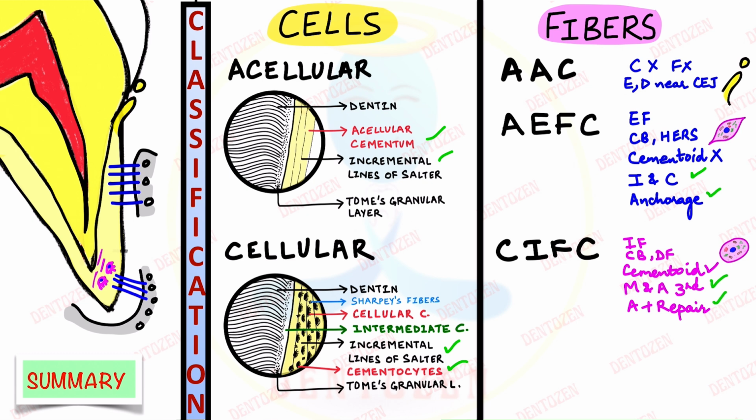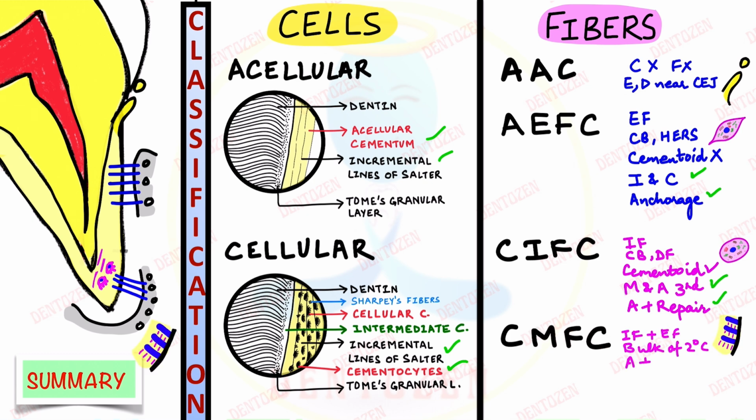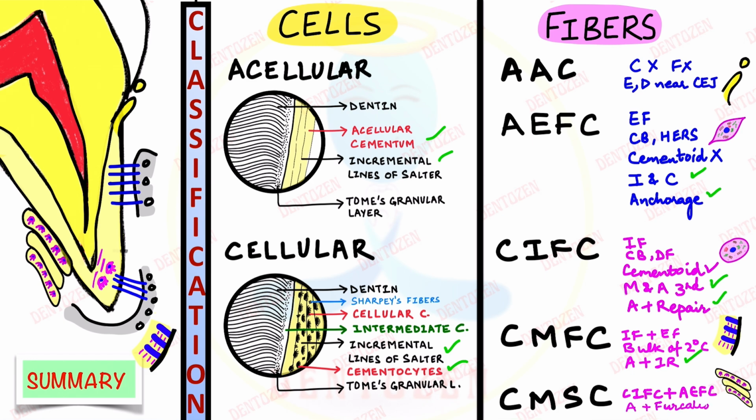Now types of cellular mixed fiber, where two fibers get mixed, intrinsic and extrinsic. It forms the bulk of secondary cementum, seen in apical and interradicular regions. Then cellular mixed stratified, as the word says, there are alternating layers of two types of cementum, and it is seen in apical and furcation areas. So we have got our entire classification with just two things.